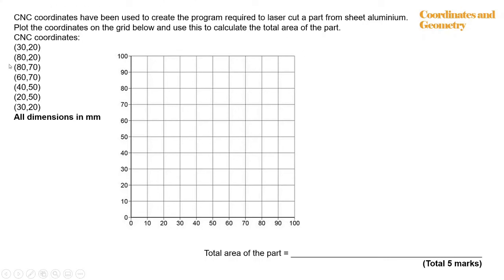So CNC coordinates: 30, 20; 80, 20; 80, 70; 60, 70; 40, 50; 20, 50; 30, 20. Actually, I'm not going to explain this bit to you. It's pretty simple, just literally map out where you reckon they're going to go. So pause the video a second, see if you can map out where you think that will go, and then I'm going to flip over and see if you got that to where you thought it would be.